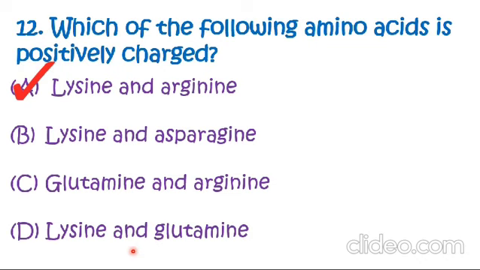So what does positively charged mean? It is an amino acid having a side chain that contains an additional amino group, which can accept a proton and thus carry a positive charge at physiological pH, around 7.4, because most of the amino acids are active around the neutral range. So the positively charged ones are lysine and arginine.